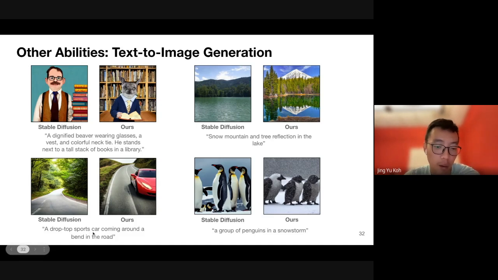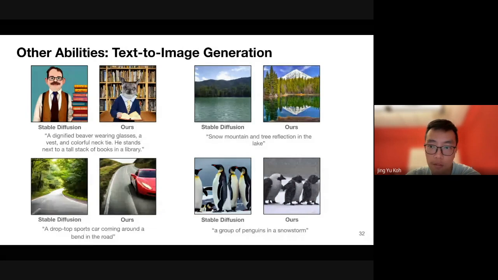This example of a drop-top sports car also highlights that our model is able to be more sensitive to these inputs. Stable Diffusion misses the car completely, but our model gets the car and the bend in the road. Yeah, and some similar examples. Stable Diffusion misses the snowstorm, but our model gets both the penguins and the snowstorm. So some of these examples, as well as the quantitative results, show that our model is able to condition more strongly on input text.